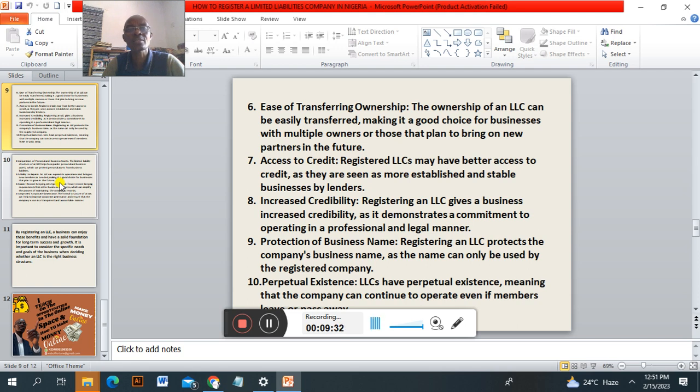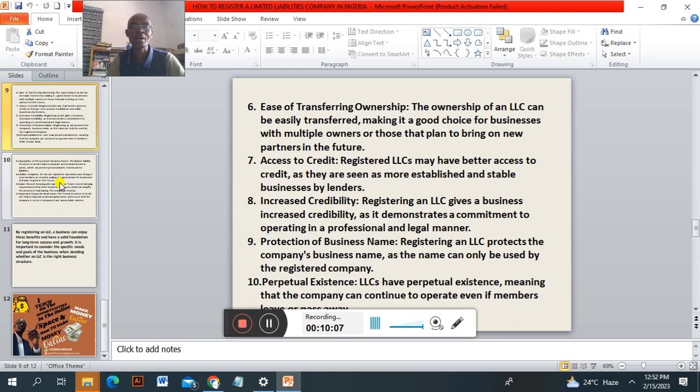Number seven, access to credit. A registered limited liability company may have better access to credit as they are seen as more established and stable businesses by lenders. Number eight, increased credibility. Registering a limited liability company gives the business increased credibility as it demonstrates a commitment to operating in a professional and legal manner.